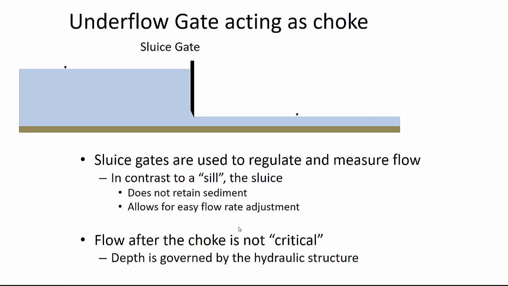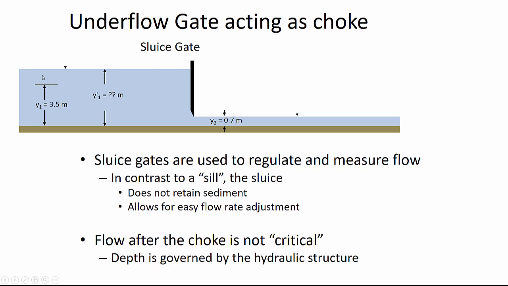So we still can use the specific energy approach to understand what is the depth upstream. And to illustrate how we can perform a specific energy analysis on a sluice gate, let's consider some specific numbers here. Let's say that we were able to measure the depth downstream of the gate, after the contraction, and the measured depth is 0.7 meters.